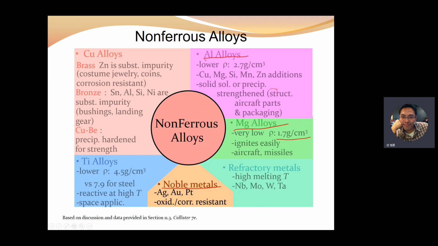And refractory metals have to be used in high temperature environments. Therefore, those refractory metals have a very high melting temperature. They include niobium, molybdenum, tungsten, and tantalum.